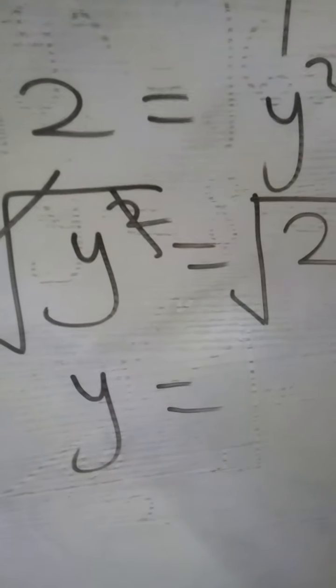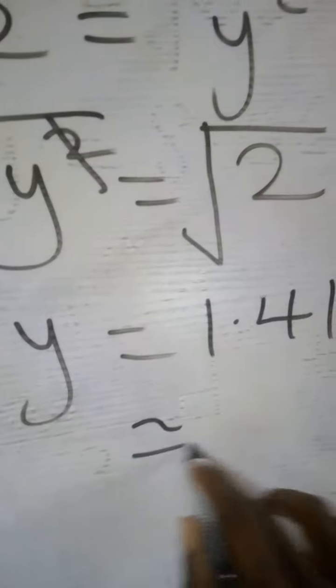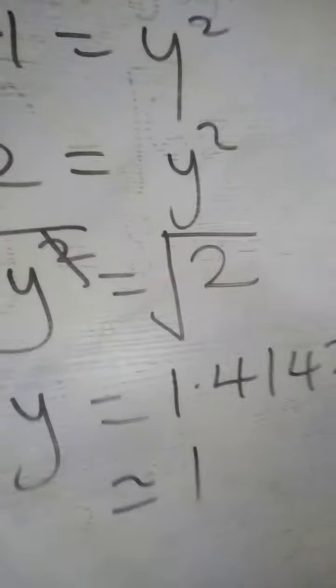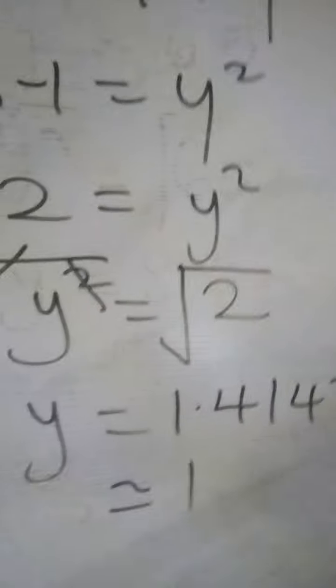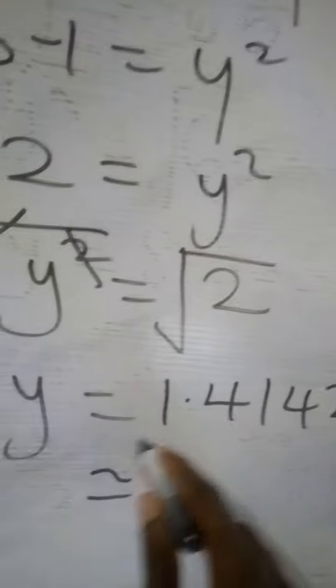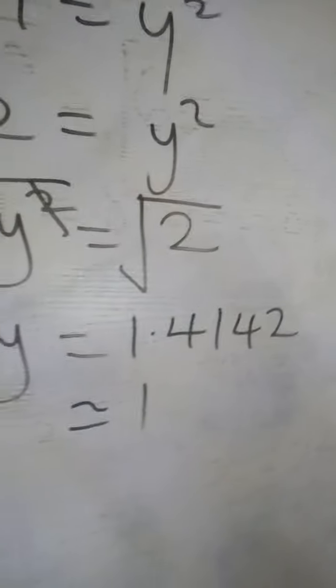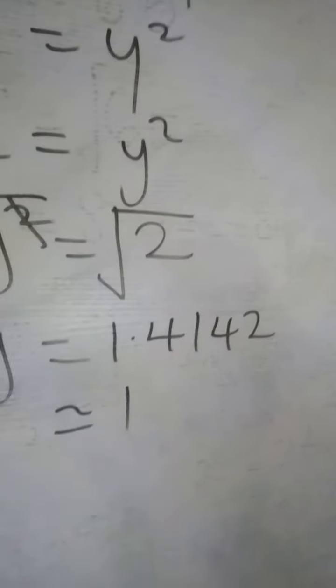So 1.4142. So 1.4142, that is the answer. So I can say it's also approximately equal to 1. But in some cases, they might say you should leave your answer to 2 decimal places. You just say 1.41, or 1 decimal place 1.4, but I just leave it as a rounded figure.